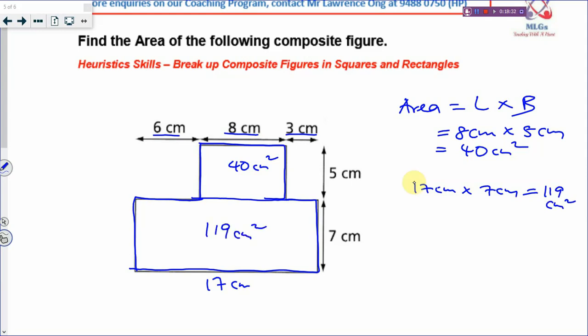So can you find the area of the whole figure? You plus them together. So 119 plus 40, and you get the area of the whole figure, which is 159 cm square. And that's how you apply your heuristics to solve this problem. You cut the composite figure into regular shapes. When you go to Primary 5, triangles and circles, it is going to be the same. You have to break up a composite figure into regular shapes, then find the area of each regular shape, and then plus them together. Okay? Alright, let's go on to another heuristic.